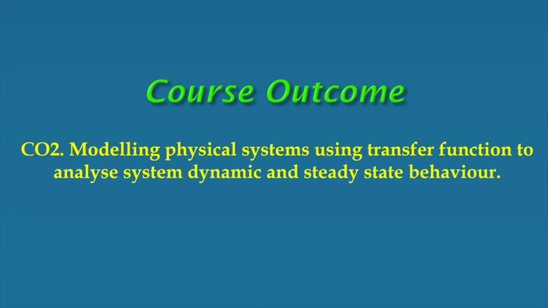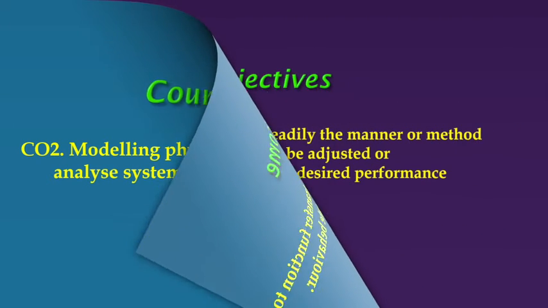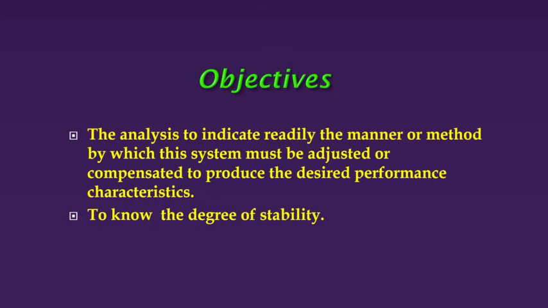Course outcome: modeling physical systems using transfer function to analyze system dynamic and steady state behavior. Objectives: the analysis to indicate readily the manner or method by which the system must be adjusted or compensated to produce the desired performance characteristics, and to know the degree of stability.